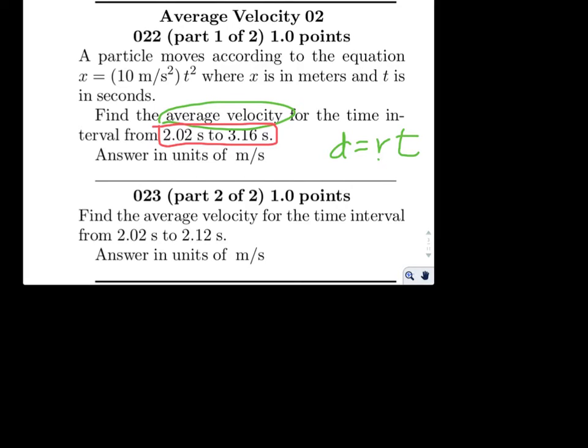So the equation tells us distance and time. So really all we have to do is plug those times in there to find out what kind of distances we're talking about. So for the first time, we have x equals 10 times 2.02 squared. Okay? Because all I did was put the 2.02 in for time. And that'll come out to 40.8 meters.